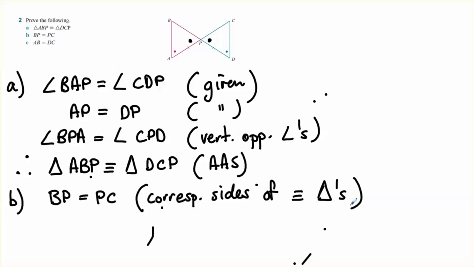Similarly for part C, AB equals DC, exactly the same reason. They are corresponding sides of congruent triangles. And that's sufficient. All right, so I'm not even going to bother writing it. It's too simple. Right, so part C is exactly the same as part B. And there we go. There's our congruency proof example.